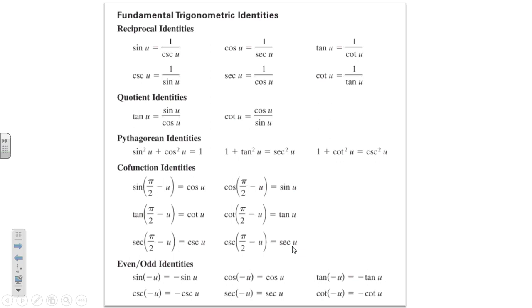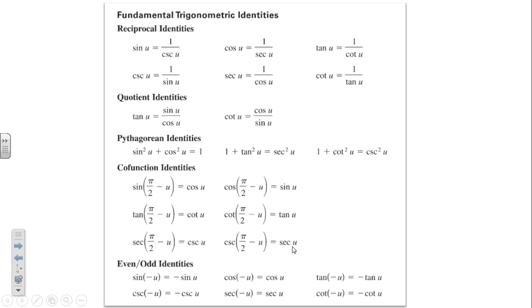Sine of u is the equivalent of 1 over the cosecant of u. Cosine u, 1 over the secant. The tangent of u is 1 over the cotangent. Cosecant is 1 over the sine. Secant of u is 1 over the cosine of u, and so forth.